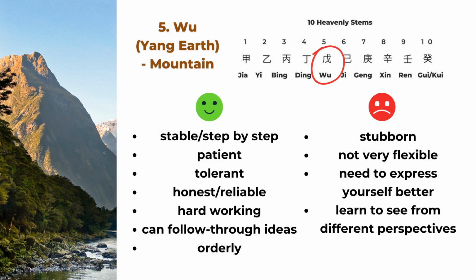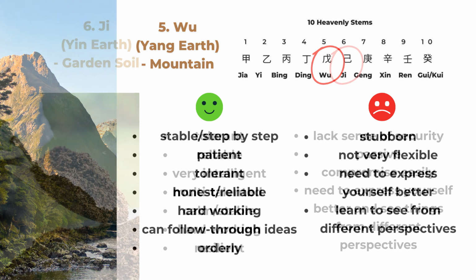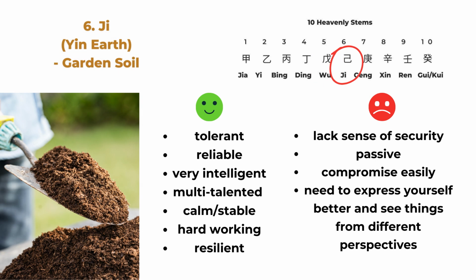For the negative side, you can be stubborn and you are not very flexible. You don't like changes. And you'll be better if you can work on expressing yourself more and be more assertive. And also learn to see different people's perspective, so you'll be more flexible. So that's the number 5 Wu, the yang earth. The next one is Ji, the yin earth, the garden soil.